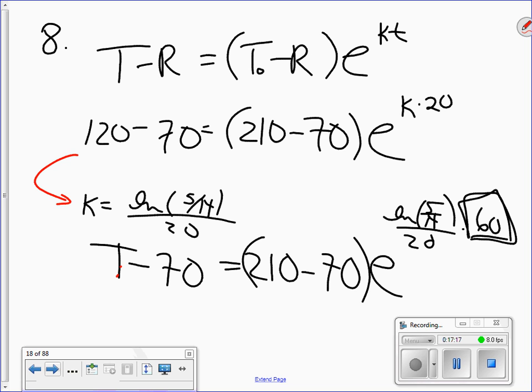The thing is, they tell you it takes 20 minutes for the temperature to go from 210 to 120. They tell you that so you can figure out K. So this 70 is just the room temperature. But this is your original temperature, and this is what it cools to after 20 minutes. And then they want you to figure out the temperature after 1 hour.